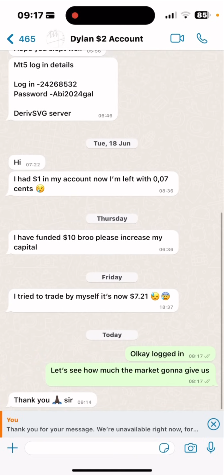So on 18 June he sent another message. Hi, I had $1 in my account. Now I'm left with $0.06, but it's only that I'll be very busy most of the times and don't get time to reply. There are too many chats on my chat list, right? So I didn't see the message. And then on Thursday I found the $10 pool. Please increase my capital. Friday I tried to trade by myself. It's nice, $10.21. So when I logged in today, it was on $2 and some cents, right?